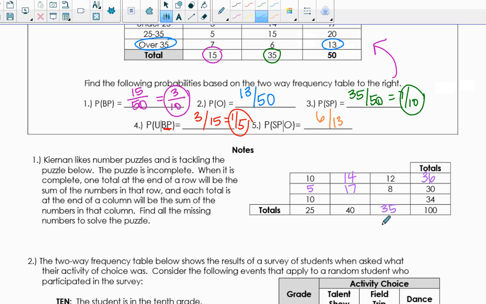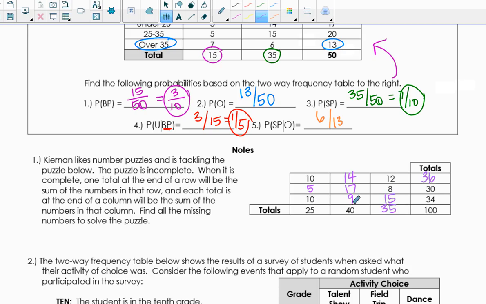Now we can go back and look at these two columns. 14 and 17 is 31, so this is 9 to make that add up to 40, and I'm double checking my math. Yeah, we're good. Okay. 12 and 8 is 20, so that means this has to be 15 in order to make that 35.